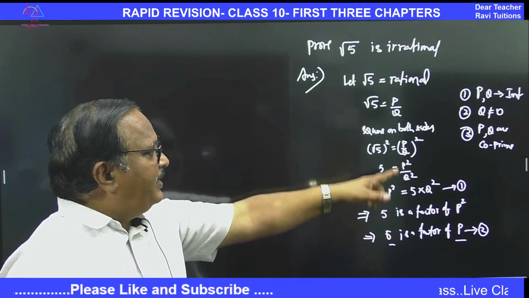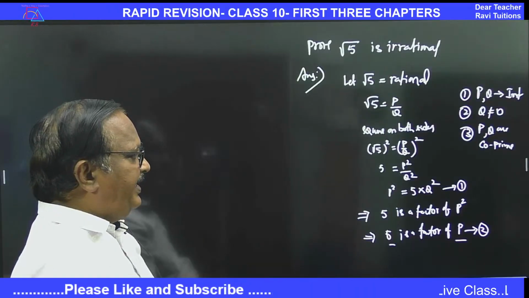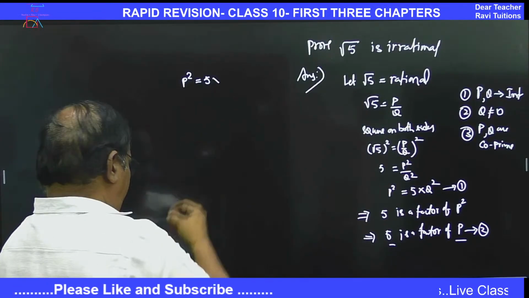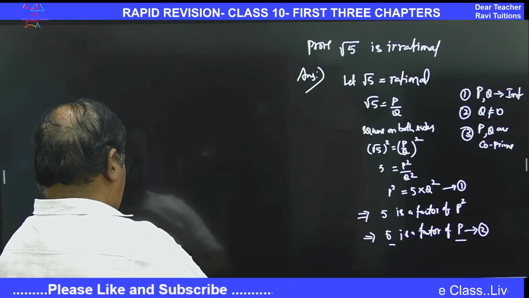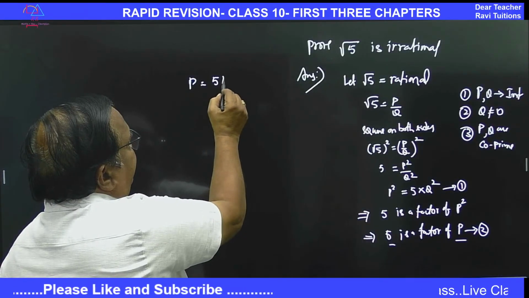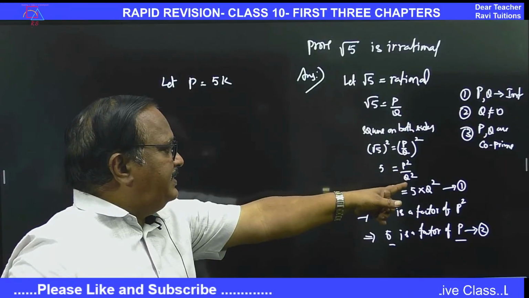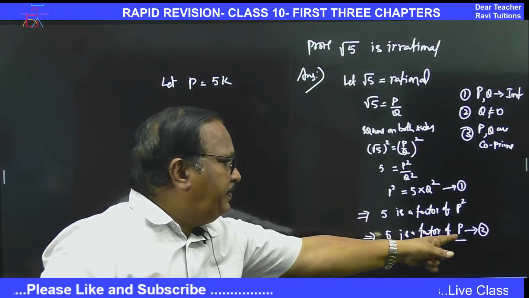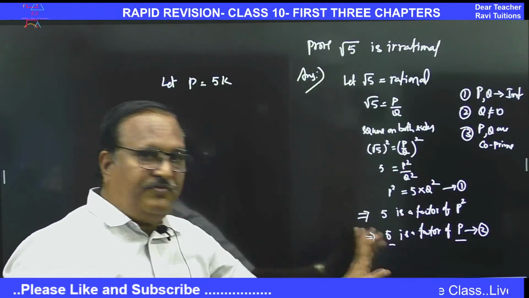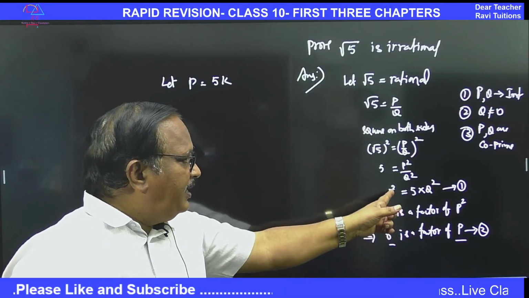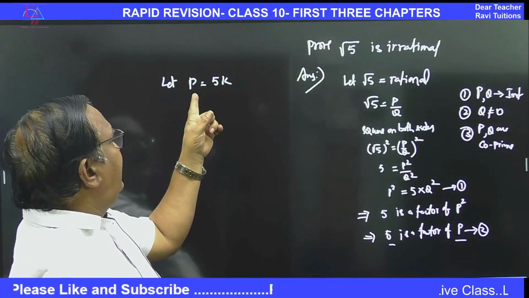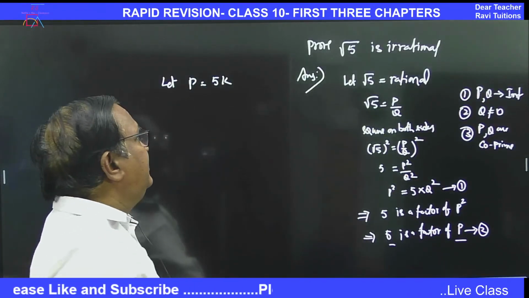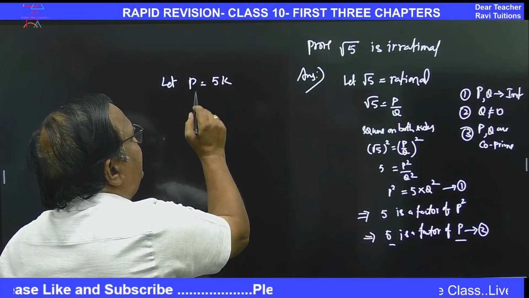Now let us see whether q is having a factor 5 or not. We have to eliminate p from the first equation, because we already know that p has factor 5. Okay, so we will eliminate p from equation 1. For that, let p is equal to 5k, where k is something. Because 5 is a factor of p, that is the concern for us. k can be anything, so let p is equal to 5k.